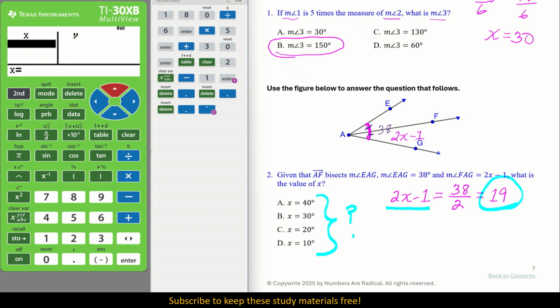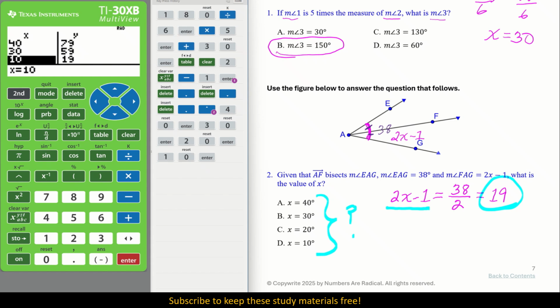So what do I want to do? Let's try 40 and see if it equals 19. Nope. Let's try 30. It's not going to work. Let's try 20. No. Now, notice we've used all 3 lines. Put in 10, enter, and it types over. And that last one is what we want.